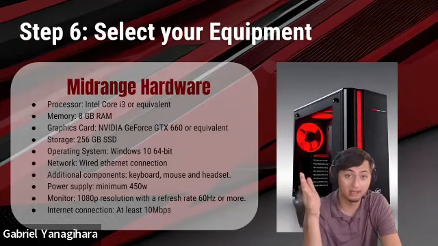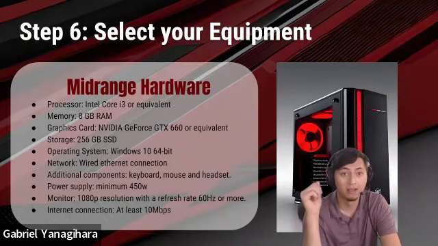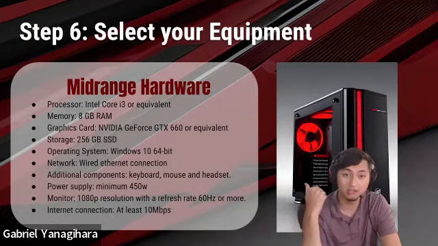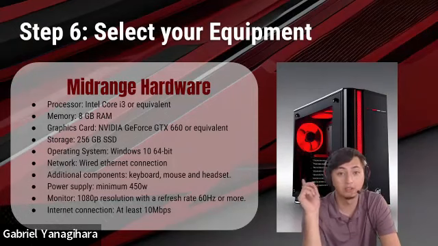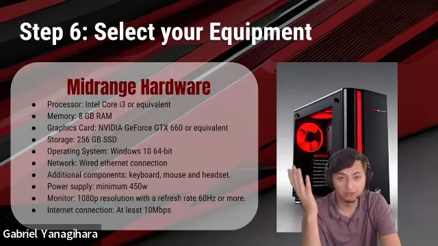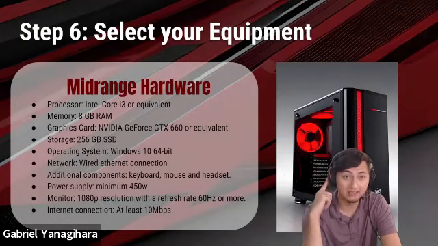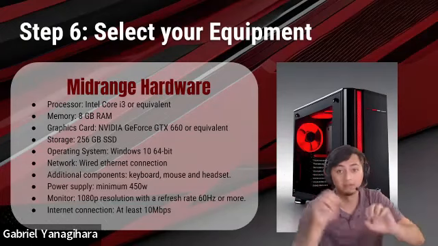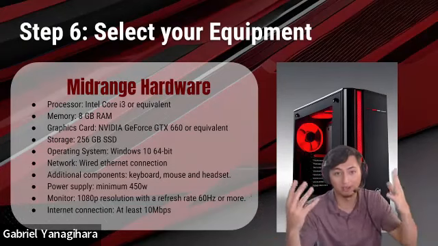If your school has an enterprise license, you can just run that. Network is wired interconnection. So that's the Ethernet cable on the back of your computer that plugs up to your school's network and the firewall. Obviously additional components, right? You need a keyboard, you need a mouse, some sort of headset. You don't want speakers because you don't want 5 kids blasting audio at the same time.